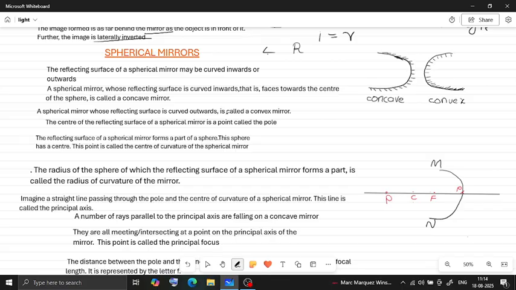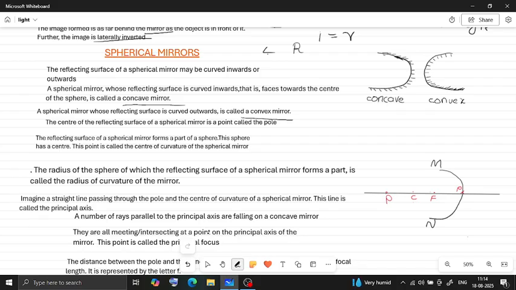Okay, so if the surface is curved inward, just like in the figure, we can say that it is a concave mirror. If the reflecting surface is curved outward, just like this, we can say that it is a convex mirror. So we have two types of spherical mirrors: concave and convex.